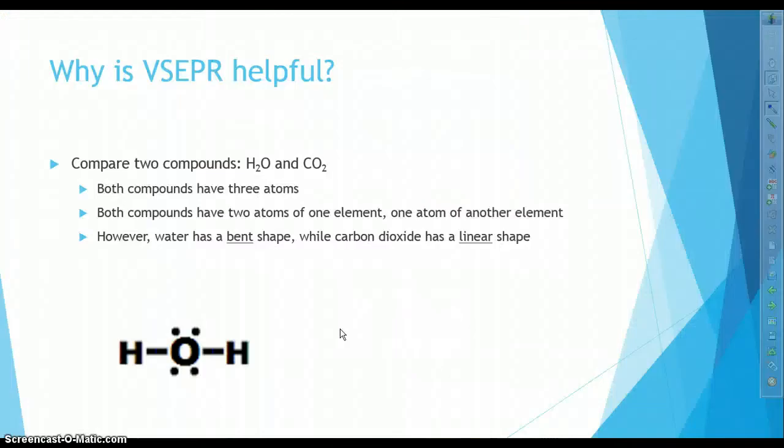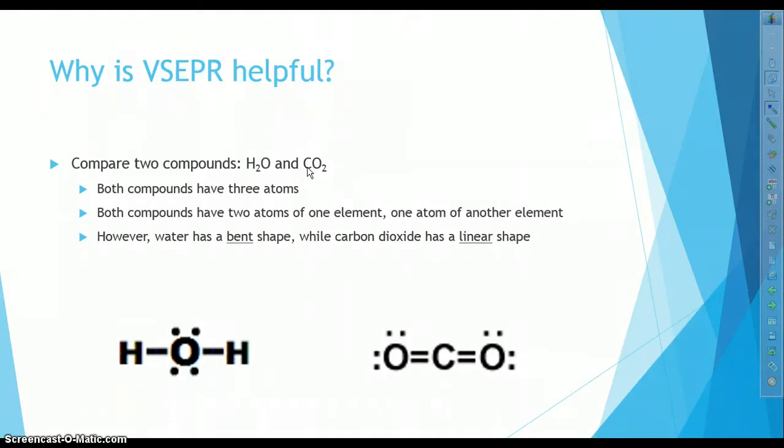Back to the information at hand, you recognize that there's some need for this, and it's useful here. So let's say you have these two compounds, H2O and CO2. If you look at it, you have two compounds, and both of them have three atoms, so it's very similar. Both compounds have two atoms of one element and one atom of another. So you see that for water there's two hydrogens and one oxygen, and for CO2, there's two of one atom and one of the other. So what do you expect to get for the shapes here?